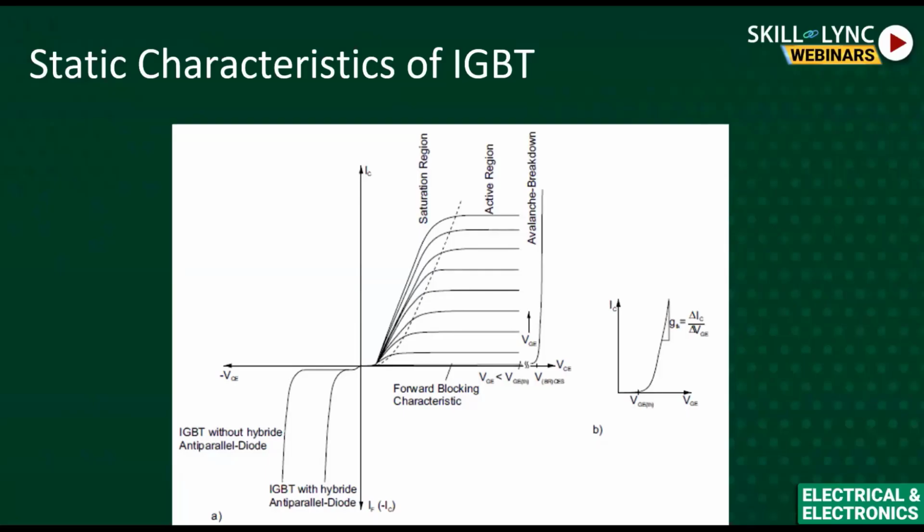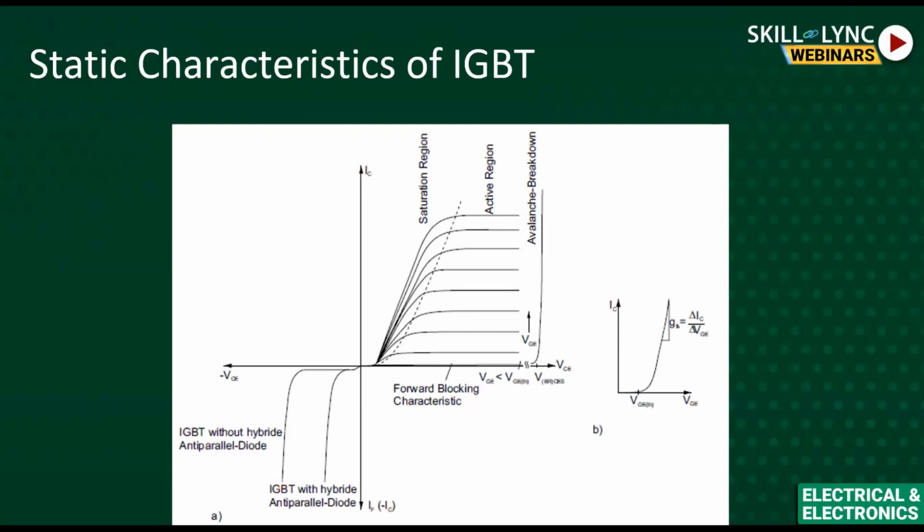So the saturation region has some losses, but smaller. The active region is a lossy region, as we have already seen. See, the current here is more, and the voltage VCE is also increasing. You are applying as high a voltage as possible, and the current is still not negligible. You can see the active region.